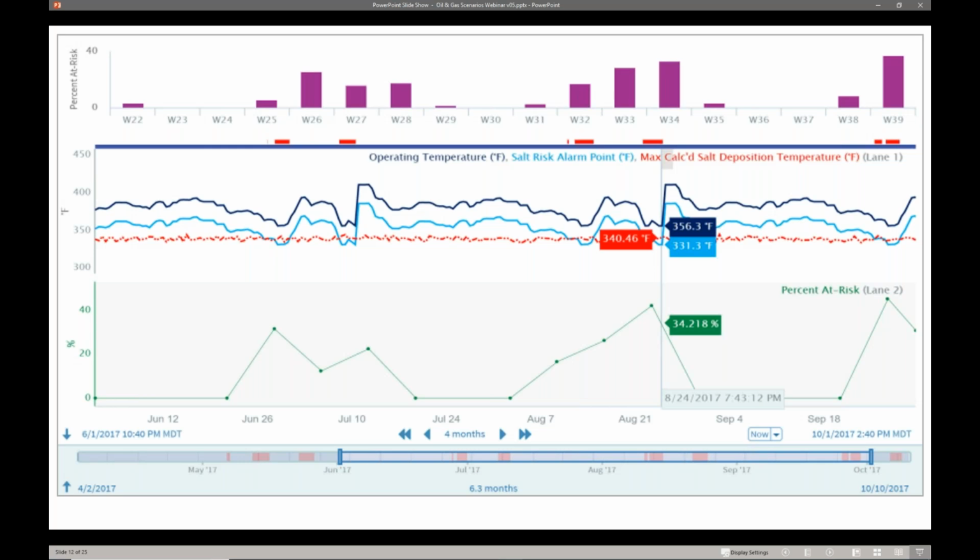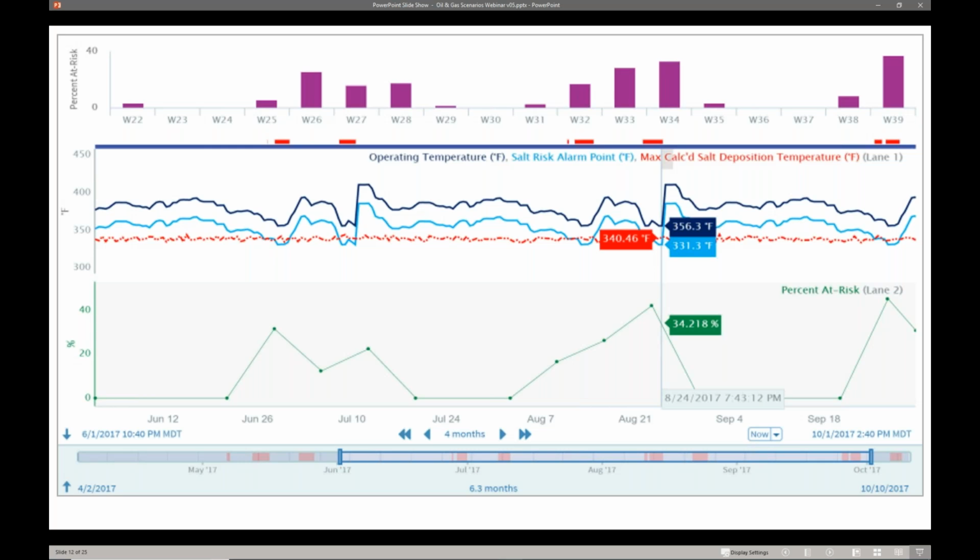You'll notice that we have up near the top of the screen some red bars that are indicating when we're exceeding that salt risk alarm point. And we can take this information and ultimately calculate, in this case, a percent at risk, which you see on the bottom of the screen there. That percent at risk helps us understand where we're operating, and we can tie this back to how we're running the units. Finally, at the very top of the screen, we can take this and summarize this information, maybe on a weekly basis, as you see there, or on different periodic frequencies as needed.